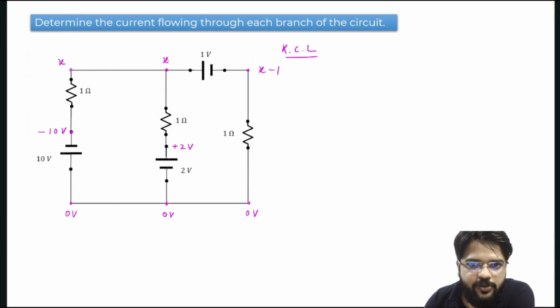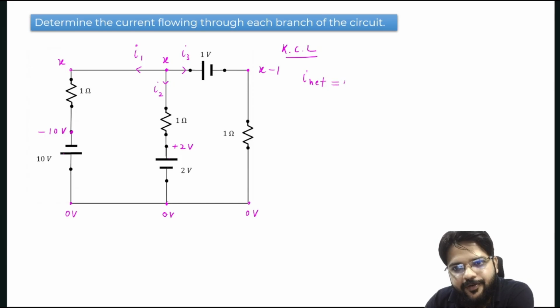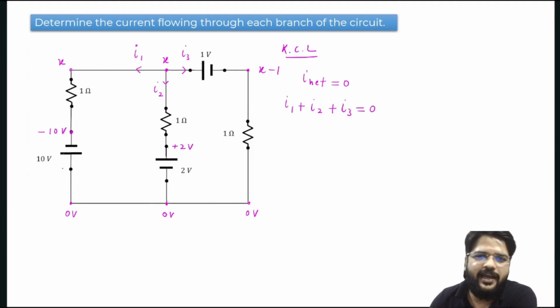Now let's suppose from this X node, I1 current is going in this direction, I2 is going in this branch, and I3 current is going in this branch. According to KCL, net current passing from this node should be 0. Correct? So summation of I1 plus I2 plus I3 equal to 0 according to Kirchhoff current law. What is I1? According to Ohm's law, we know that V equal to IR, meaning I equal to V by R. If we know the potential difference across this R1 resistance, and we divide this potential difference by R1, then we will get the current passing through this 1 ohm resistance.